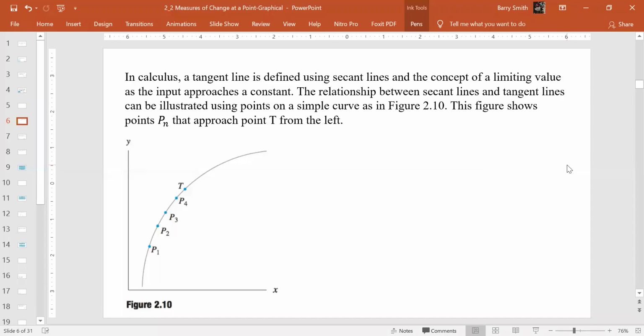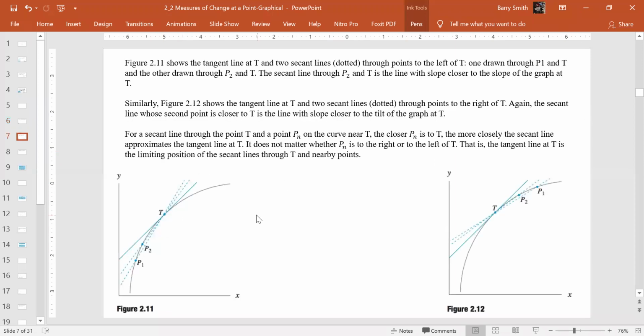All right, so continuing on, since this is business calculus, we're going to look at some calculus techniques. In calculus, the tangent line is defined using secant lines and the concept of a limiting value as the input approaches a constant. This relationship between secant lines and tangent lines is going to be illustrated starting here, then we'll move over here and do some more.